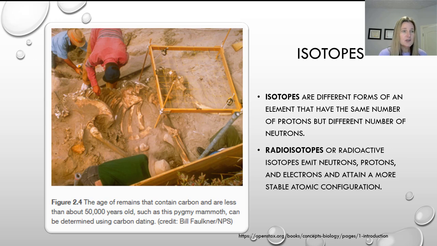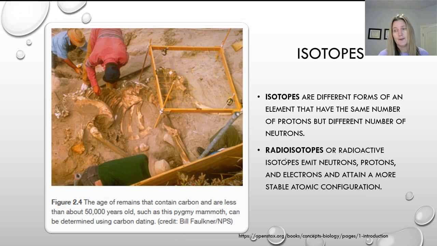And so we can use this to figure out the age of something that's been dead for a long time. So we can analyze, for example, this pygmy mammoth, and see the ratio of carbon-14 to carbon-12 in its body, and basically knowing that carbon-14 has a half-life of 5,730 years, we can figure out how old it is, so how long it's been there. So probably about 50,000 years based on this carbon dating.